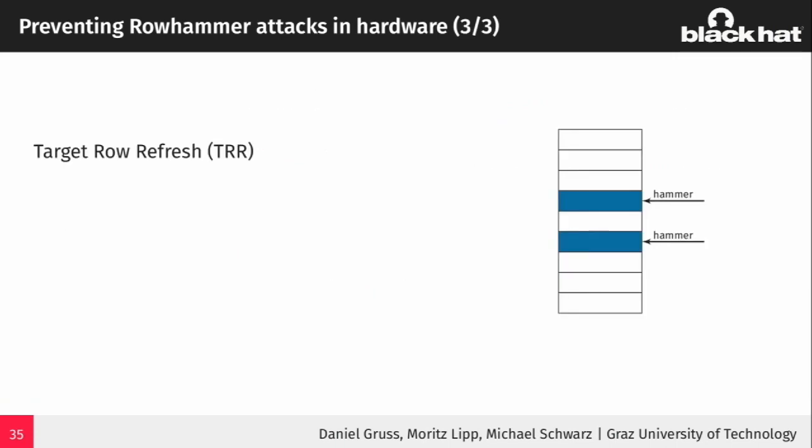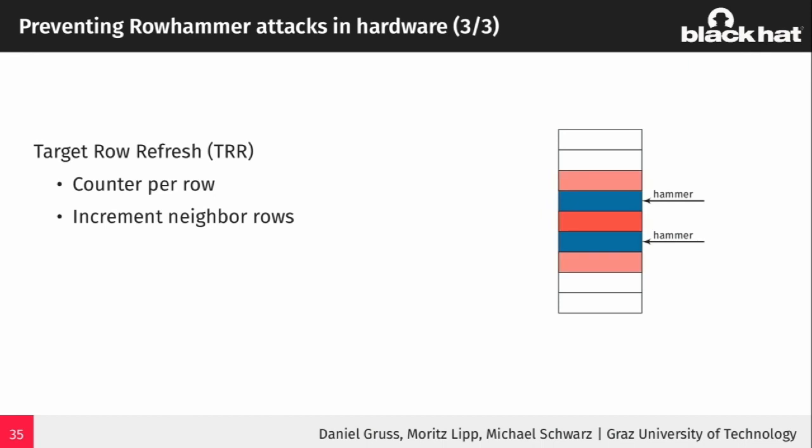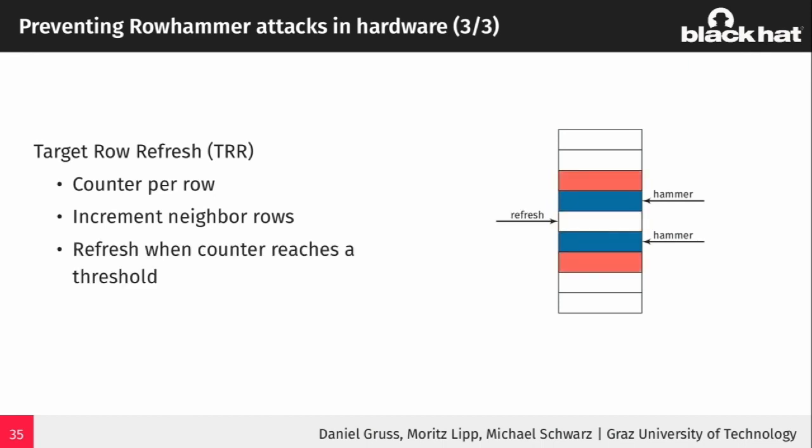There was also a similar technique. I would say it's a bit similar. It's target row refresh and pseudo-target row refresh. And this pretty much works like this. You hammer two memory locations, two different rows, and you have a counter per row now. And this is just incremented as you access memory locations. And if the counter reaches a certain threshold, the corresponding row is refreshed. So you can see it here, now it's refreshed.